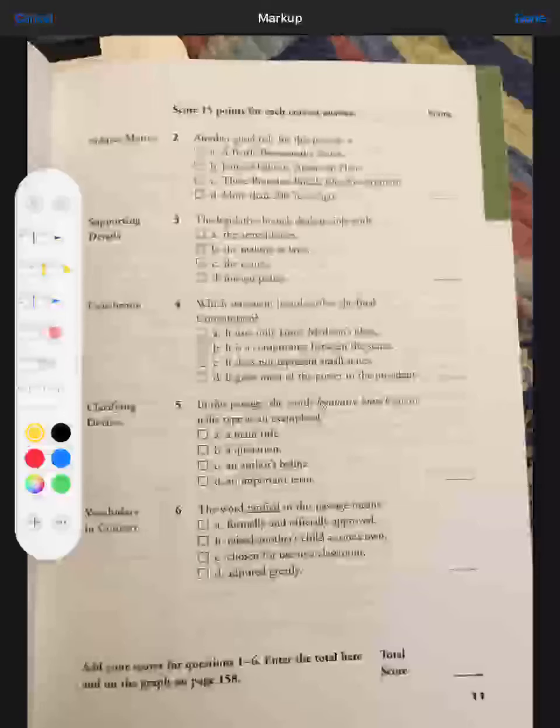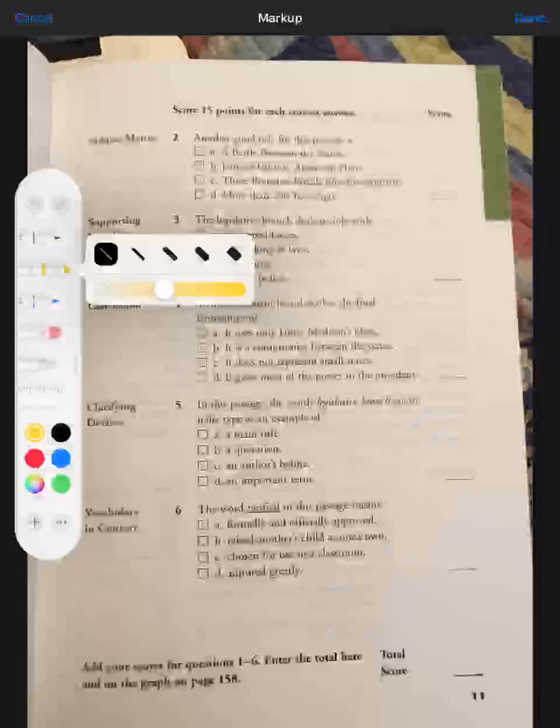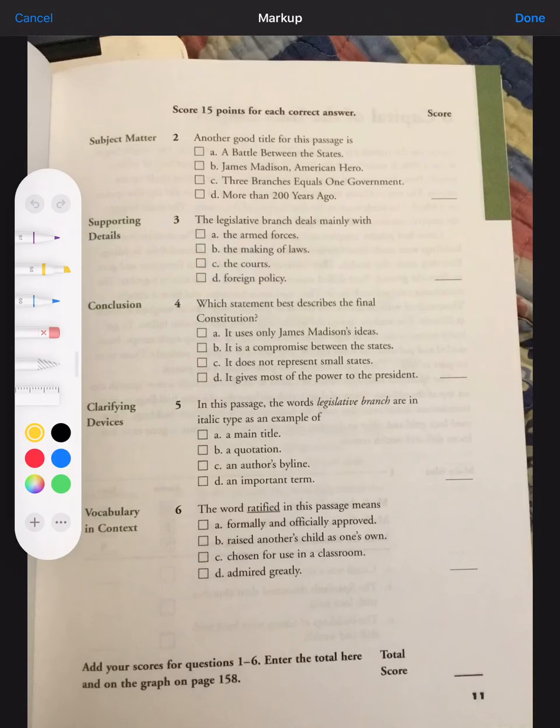Today we are going to read a passage on the separation of powers. You will find this in the Reading and the Content Area, Social Studies teacher book that is produced by Glencoe McGraw-Hill. So let's get started. As always, we read the questions before we read the passage. Let's grab our highlighter and get to it.